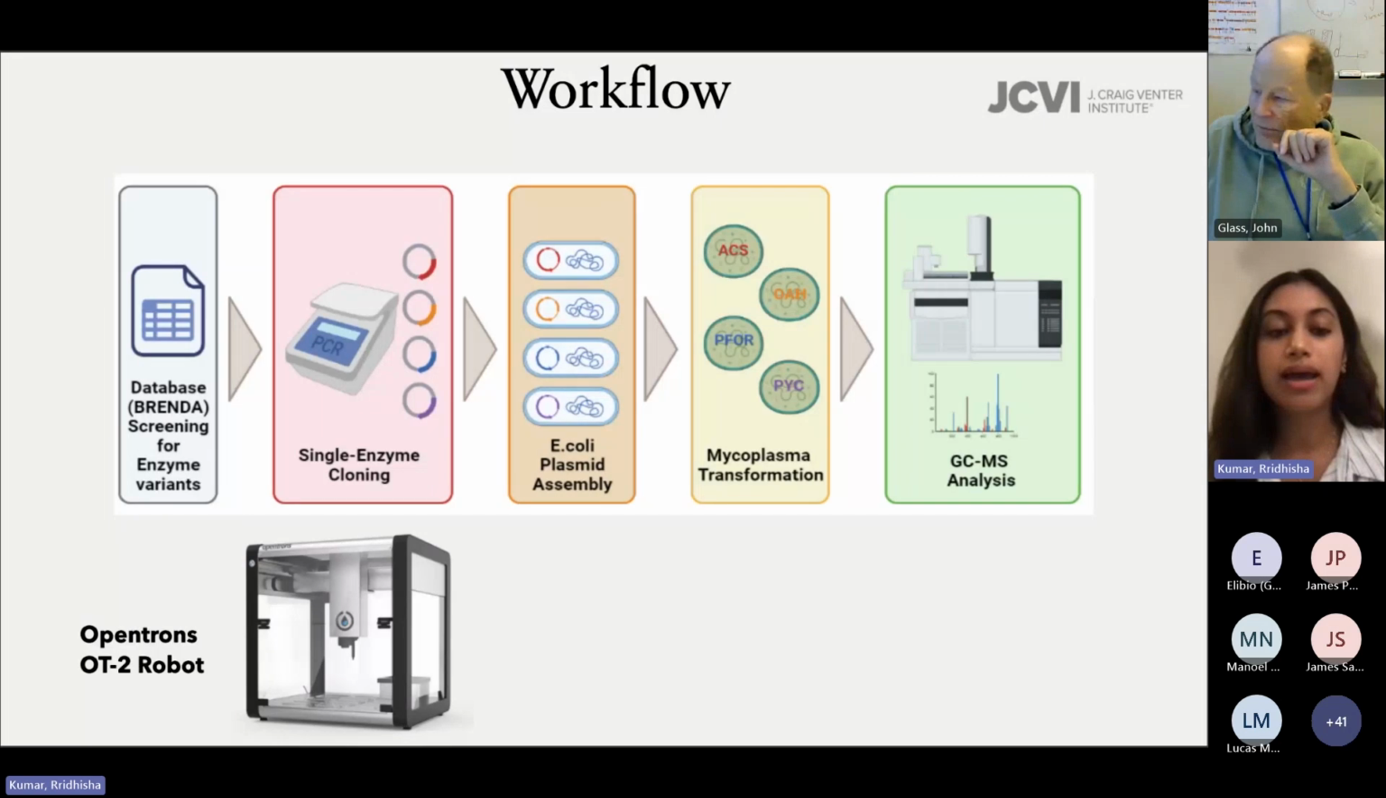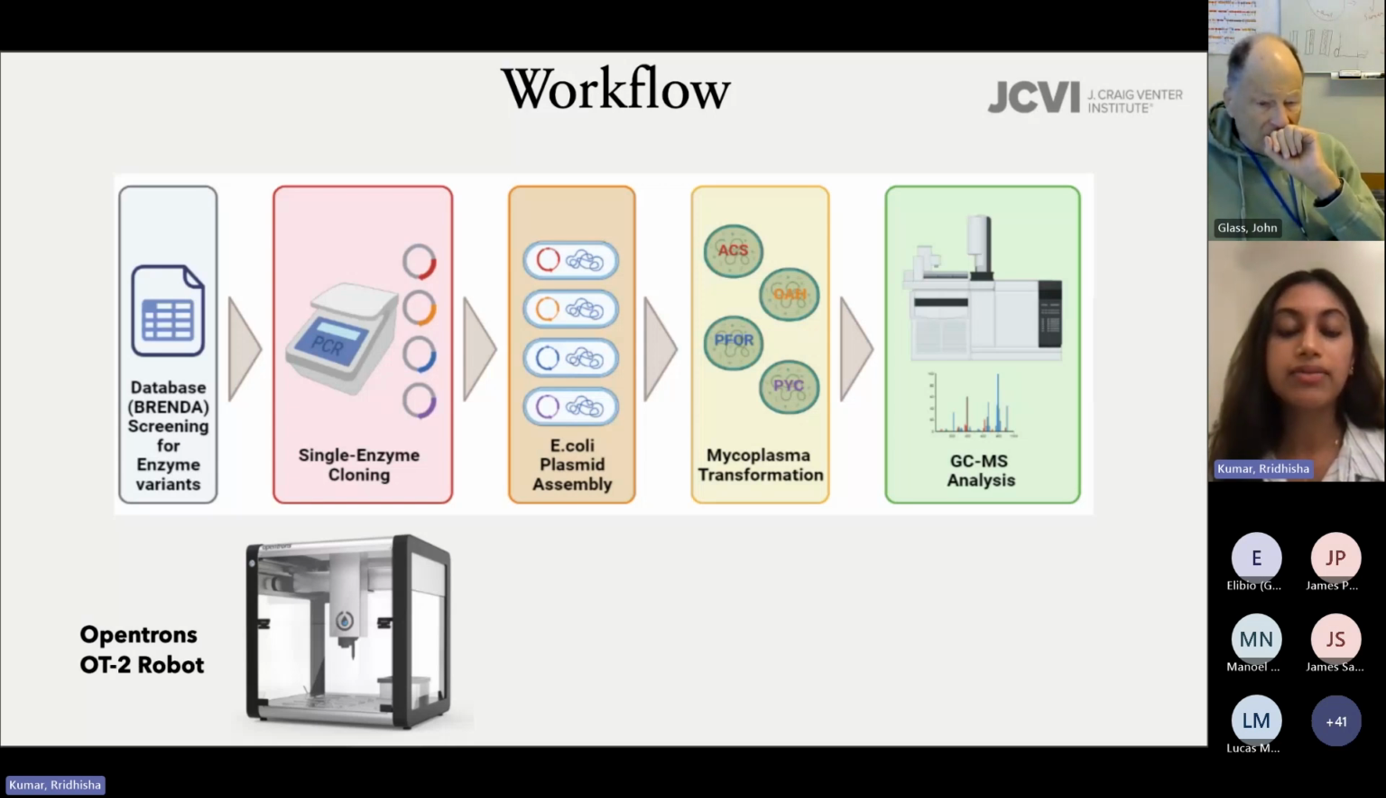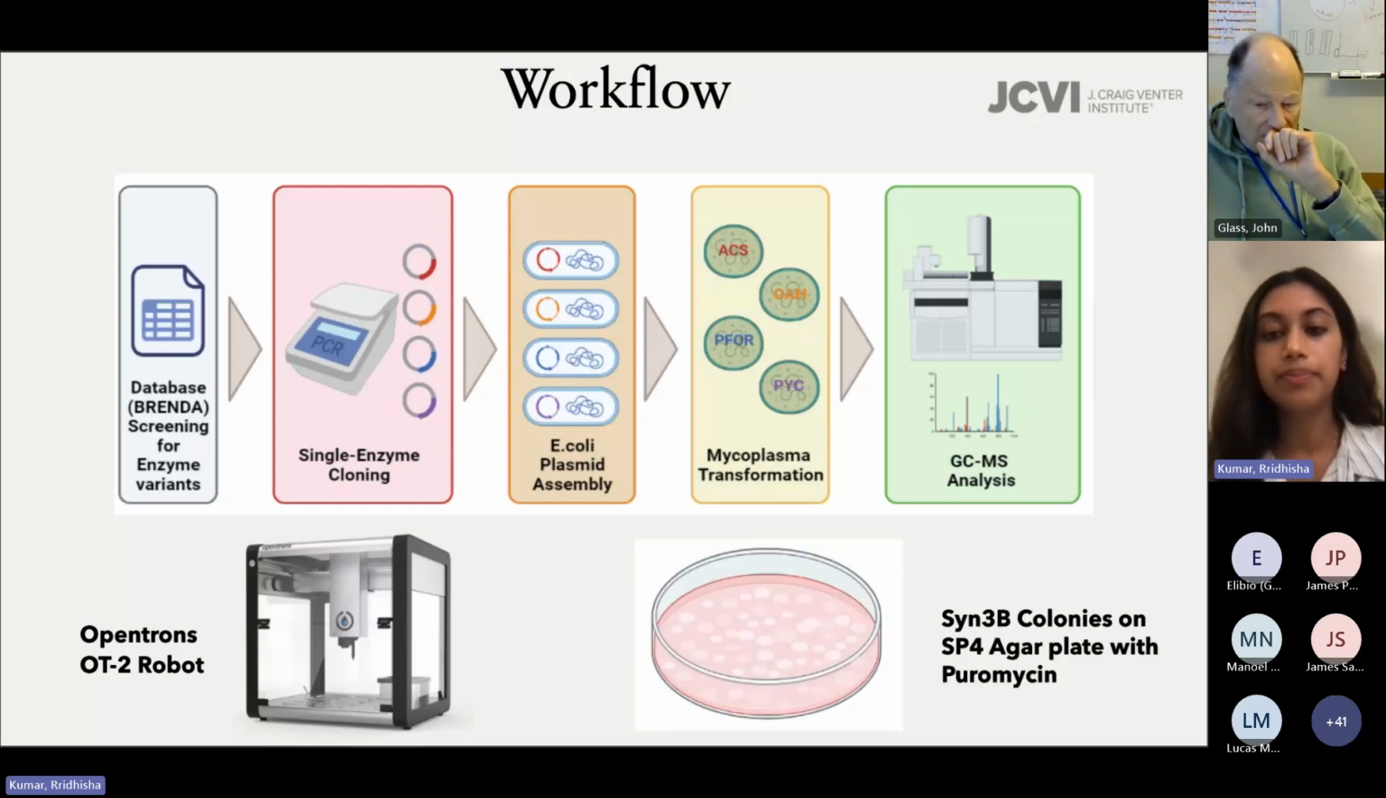And then after we got our genes assembled correctly, we put them into our E. coli and sent them for sequencing to make sure that there were no mutations and they were correct. And then after that, we transformed them into our mycoplasma, where we used SP4 agar plates with the puromycin resistance genes, and we used a suicide plasmid so that our gene of interest was integrated into the minimal cell landing pad using a Cre-LoxP system. After getting these transformed minimal cell strains containing each of the enzymes separately, we moved on to GCMS analysis.